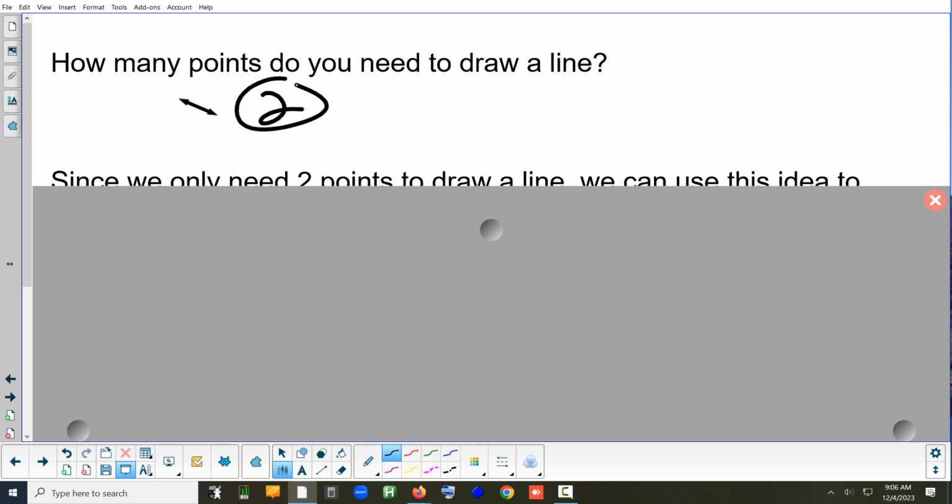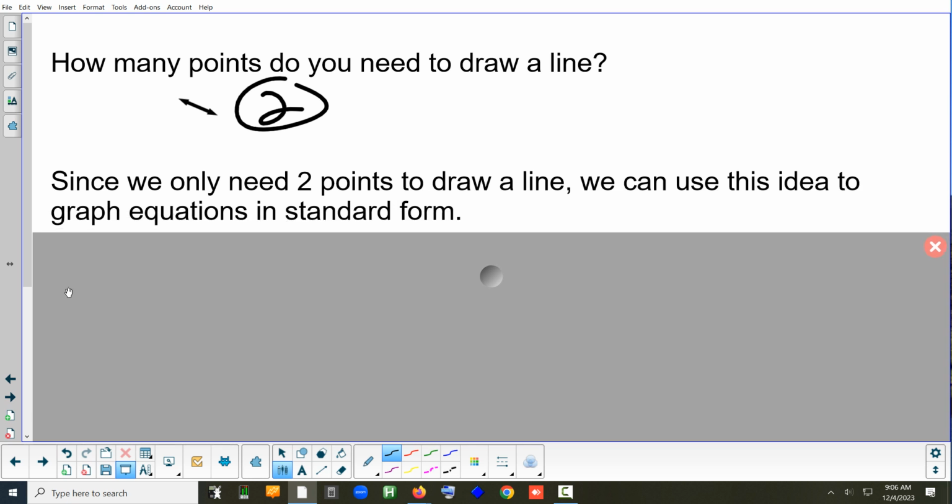I don't think this part's on your guided notes. Is it example 3 or 2? We're going to be getting to example 2A next. That's the next one. Okay, so we only need 2 points to draw a line.